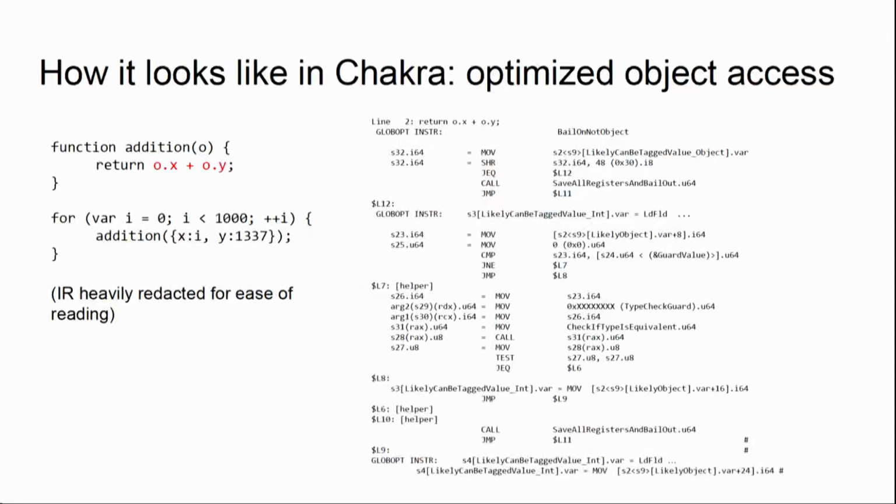So I have another example here. Same thing, it does the addition, but this time it will actually add two object properties together. So we've seen the addition now. Now I want to highlight property access, how it looks in Chakra when it's optimized.